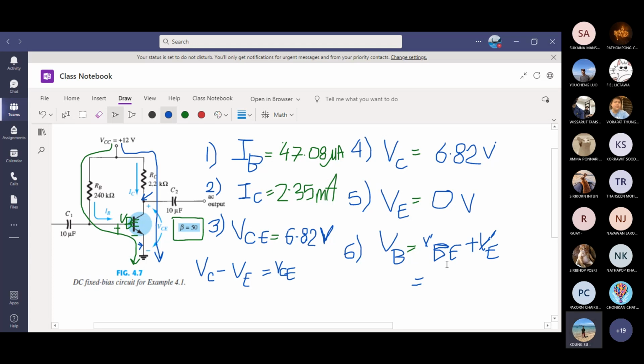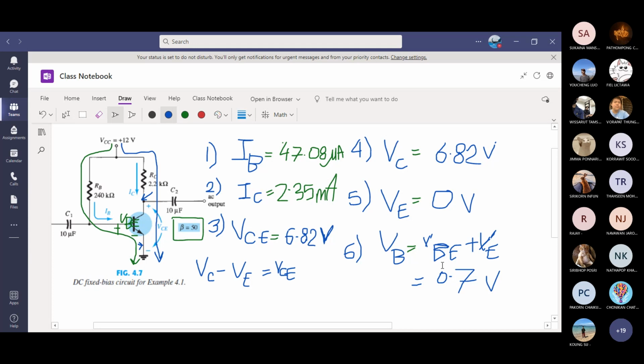What is VBE for this transistor? Is it 12 volt? No, VBE is 0.7 volts. And VE is 0, therefore you have 0.7 volts. Silicon, we assume it's silicon. From base to emitter, you always have to take VBE equals 0.7. I explained in the previous class.